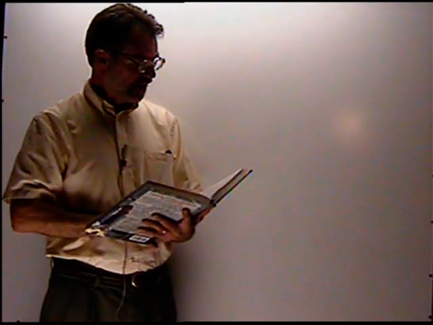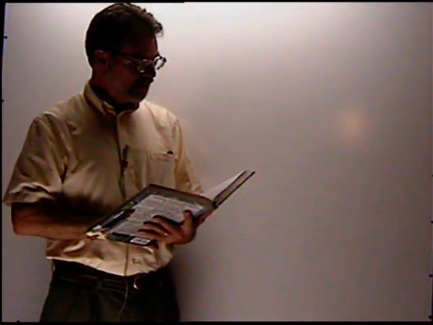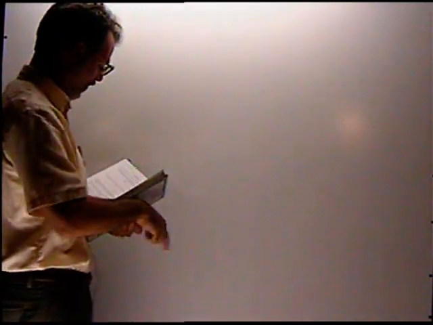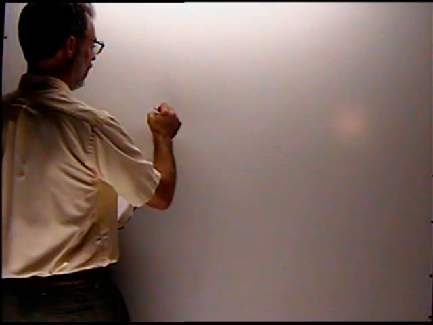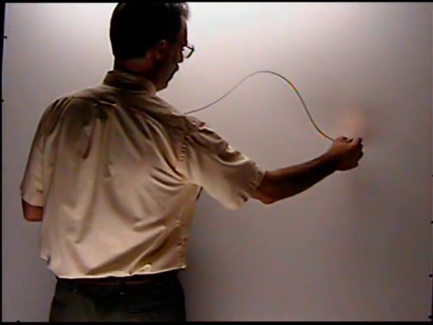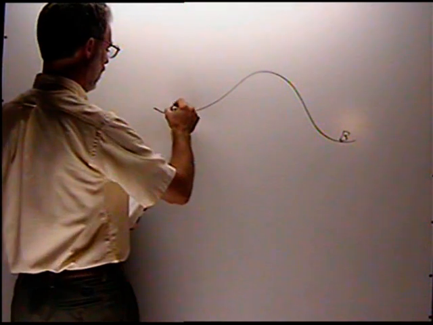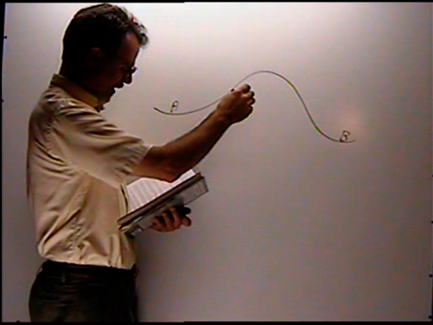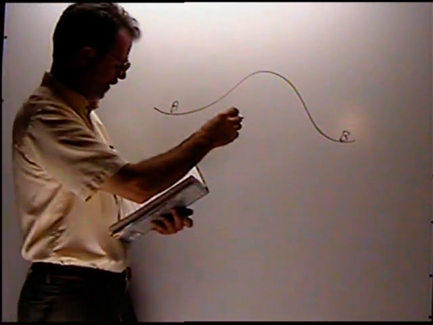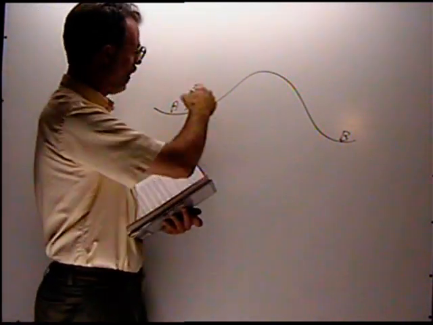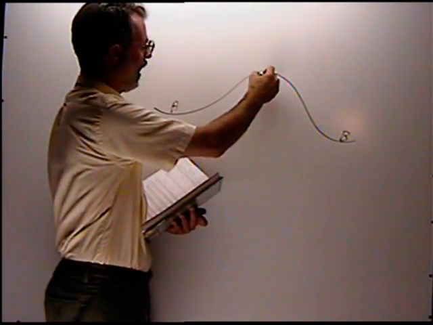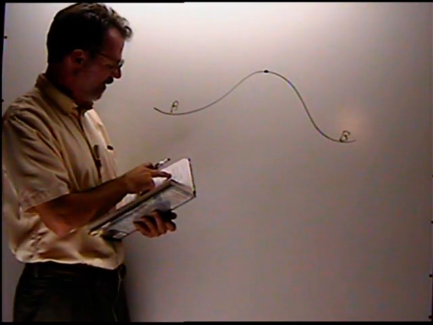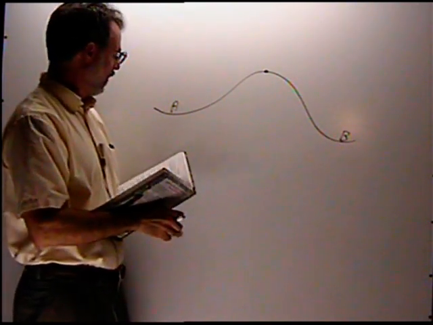So, number 2. An object moves from point A to point B along a curved path that looks like this. Here's B and here's A. The object has a red dot right here. Draw its velocity and acceleration vectors. Okay.